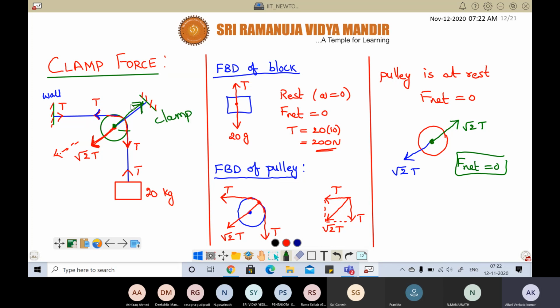So this clamp, which is connected here, either rod or string, will experience root 2T. Okay, so this force is called the clamp force, which is connected to the pulley. Even previously in the Atwood machine there is a clamp, but we don't call it a clamp there. We just call it a string.